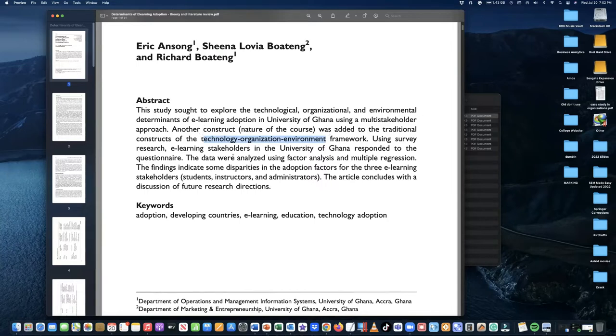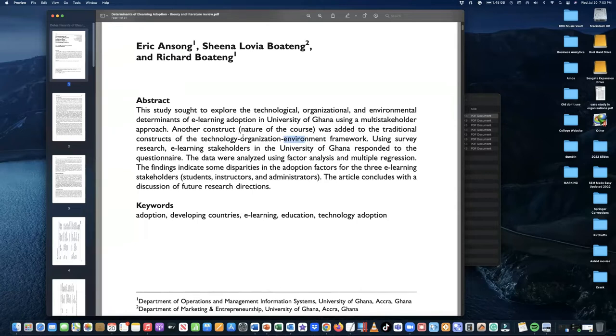So in this particular study, you realize that we are using a technology organization environment framework. But I study e-learning. Technology is just about the e-learning technology. Organization is just about the firm or the institution where the e-learning is being implemented. Environment is just the context in which the thing is being applied. The organization can even be at the classroom level, and the context can be the university. Or the organization can be the university, and the context can be the country. So the level of ICT penetration and the educational policies in the country can all be part of it, depending on where you conceptualize it.